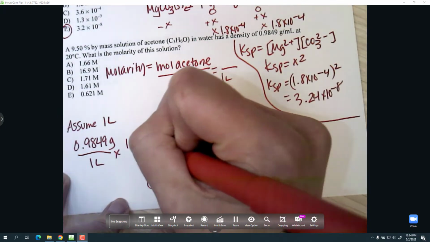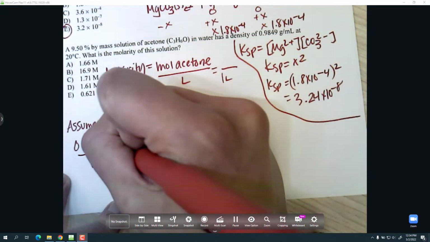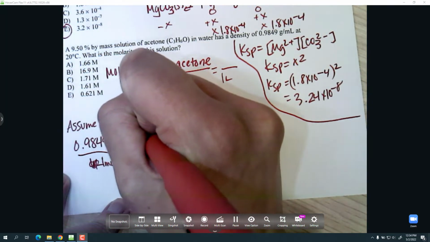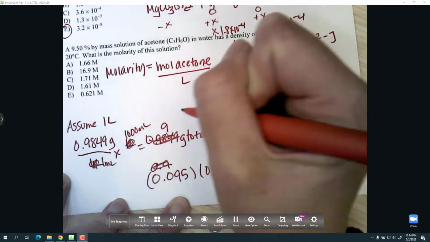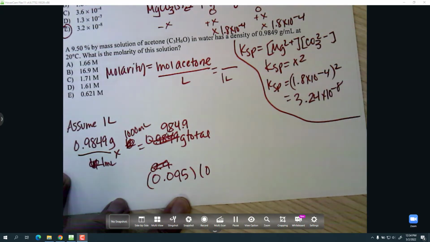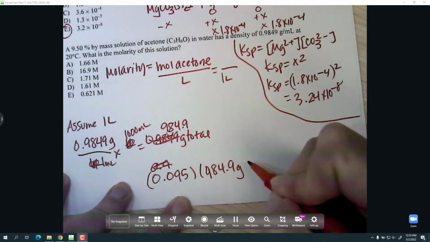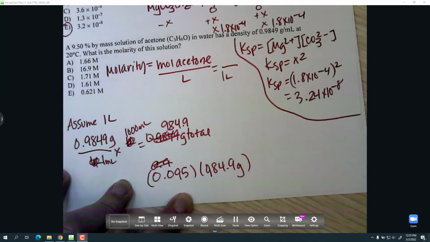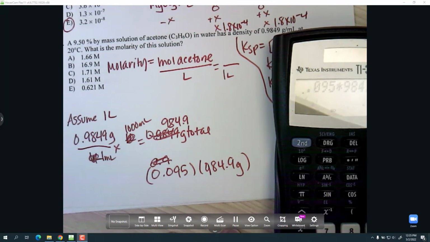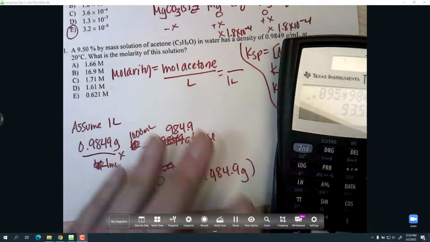Oop. This is per milliliter. Did you catch me there? That was per milliliter. I have 1,000 milliliters, so I have 984.9 grams. Whoops, there we go. So 984.9 grams total. 9.5% of that is what I have. Okay. So 93.5.